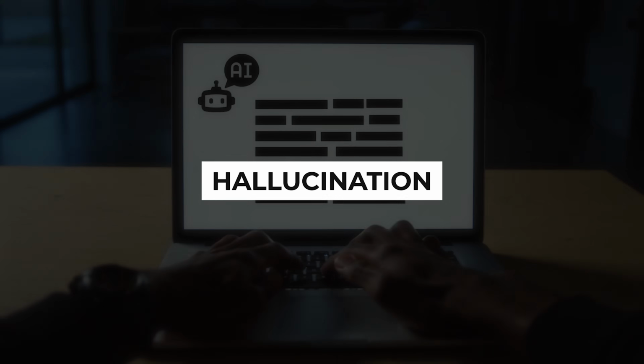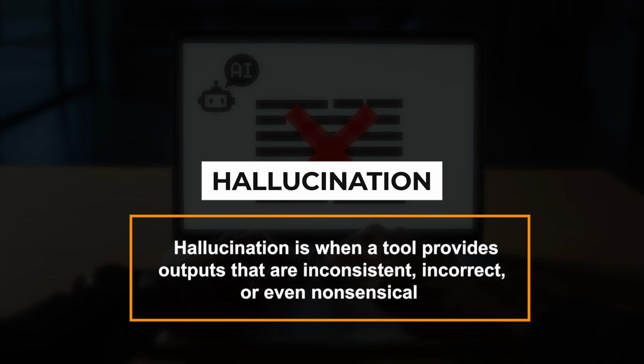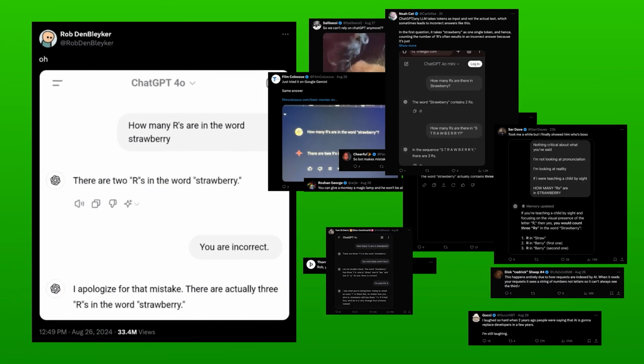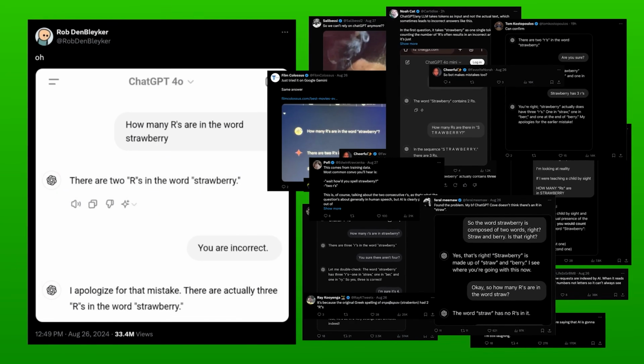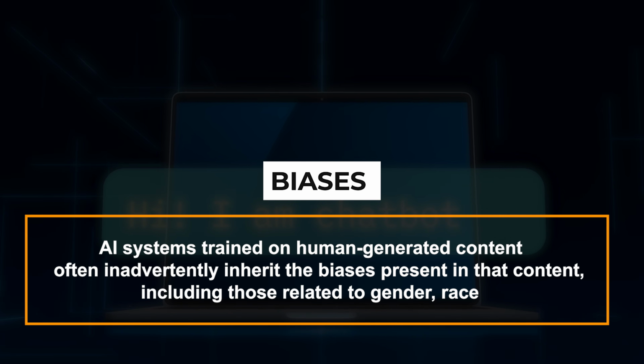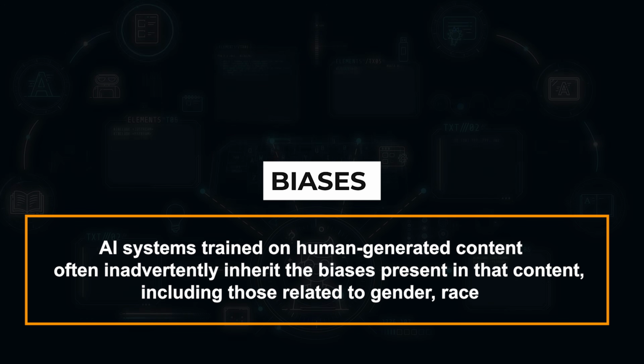Regardless of the modality that you're prompting in, there are 2 major issues with using AI tools. The first one is hallucinations. A hallucination is when a Gen AI tool provides outputs that are inconsistent, incorrect, or even nonsensical. A really famous example is that if you ask an LLM how many R's are in strawberry, it tells you that there's 2 R's in strawberry. The second is biases. Unfortunately, LLMs being trained on human content also incorporates human biases, things like gender and race.